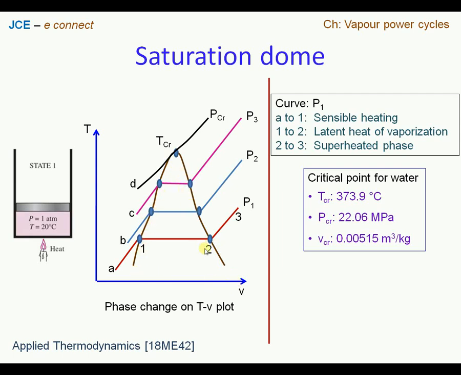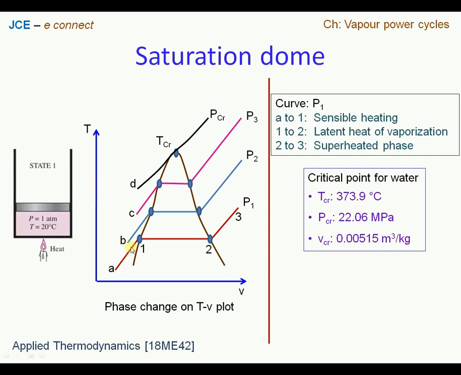This is how the dome is constructed, and in most textbooks we see a dome being presented, with one pressure line or one temperature line on it. By varying the pressures one can obtain this dome, or by varying the temperature one can also obtain this. I'll come to that at a later stage.